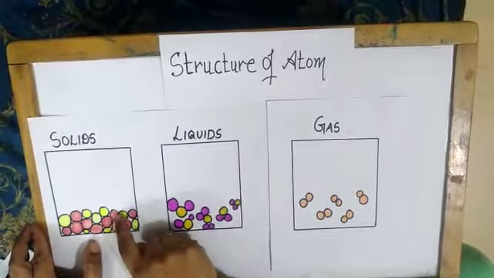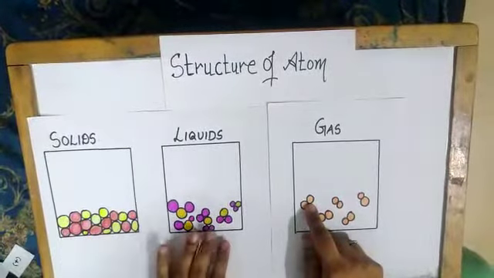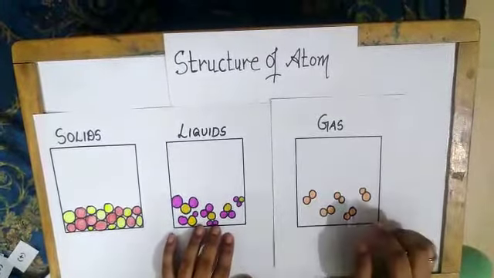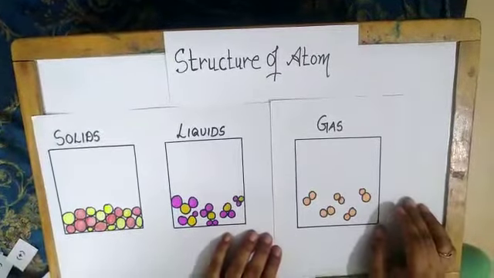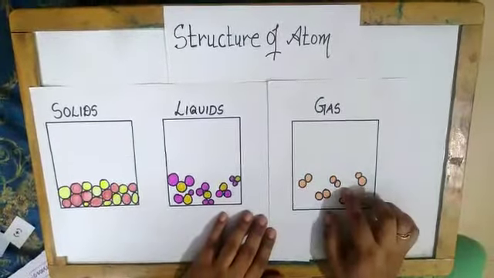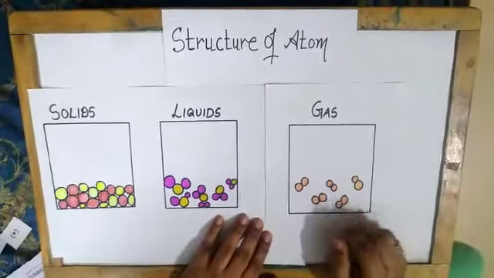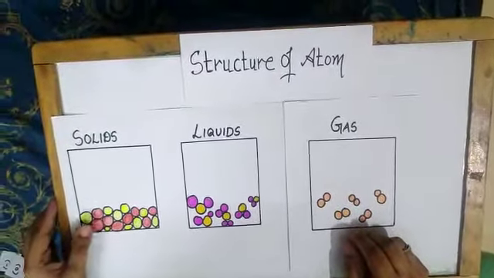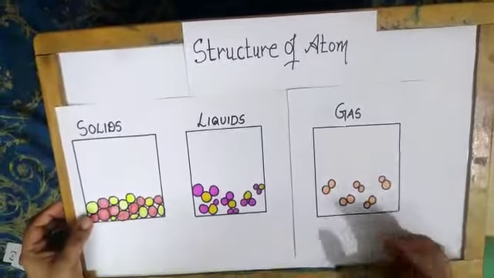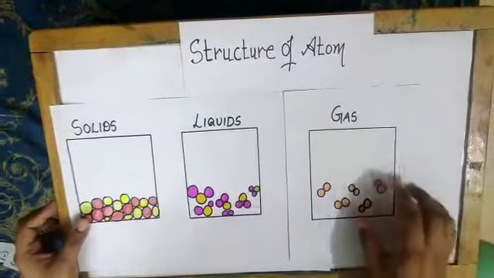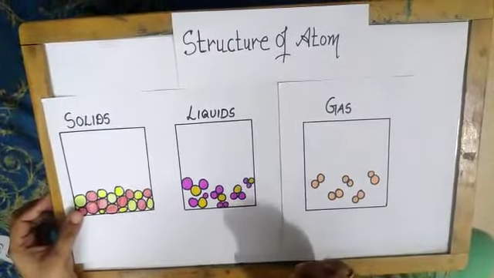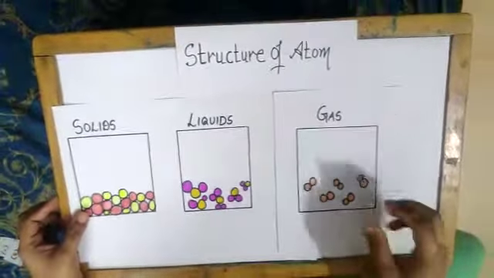Now you can see these colored circles. What are these colored circles representing? Particles. Now students, you all know that particle is the smallest unit of any matter, right? Later on it was discovered that these particles were actually termed as atoms. Today we are going into the deeper structure of atom.